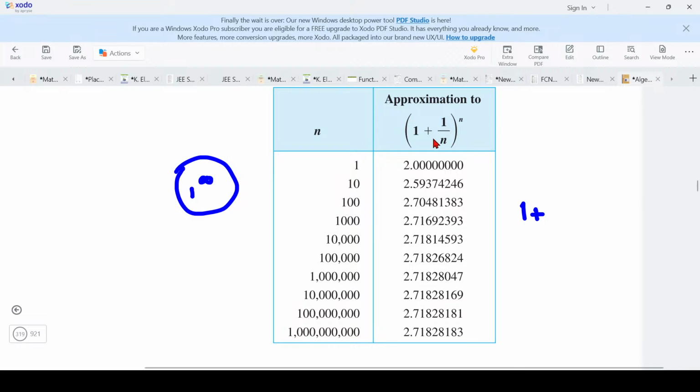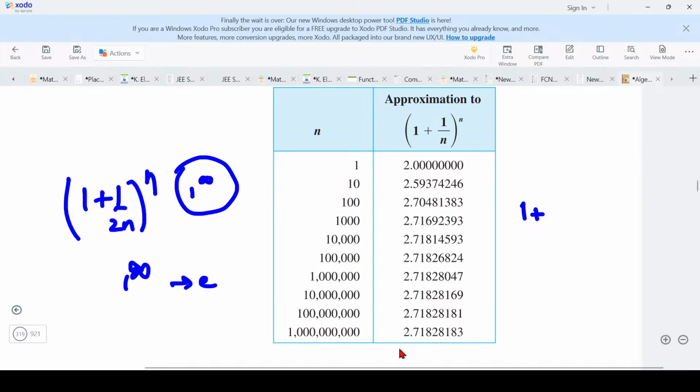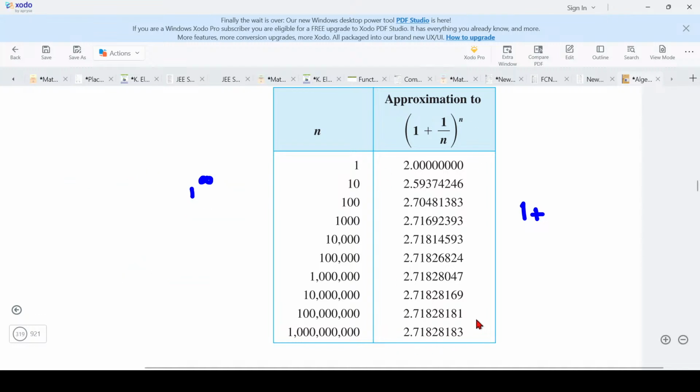If you do this with 2n here and n here, this need not be this number. Only in the case of 1 plus 1 by n whole power n is it approaching this number. In the other cases, for example 1 plus 1 by 2n whole power n, this is also 1 power infinity, but this need not approach e. It might approach some other number. In this case, it is approaching e. This is an irrational number, and we call this e.